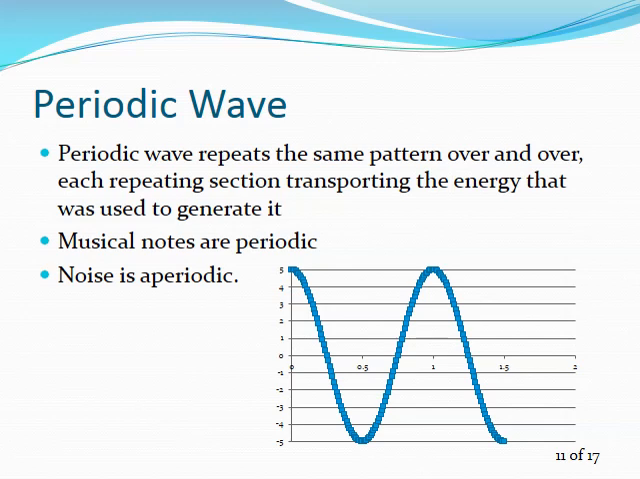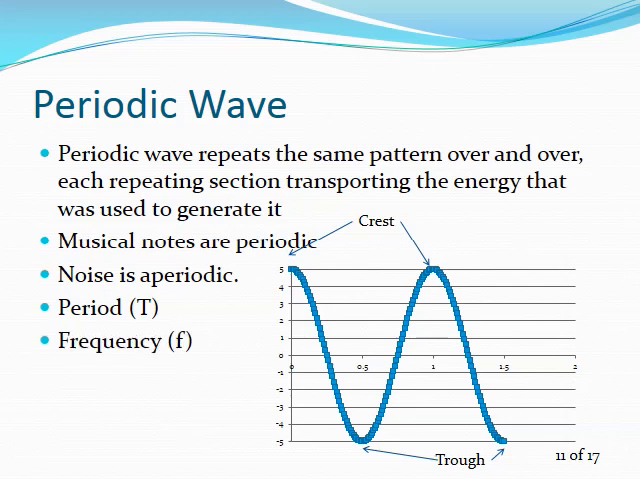So what properties do periodic waves have? Well, they have something called a crest, and that's usually the maximum part of the wave. They have things called troughs, and that's the lowest part of the wave. They also have something called a period, and that's the time for it to travel one complete cycle. There's something called the frequency, and that frequency equals 1 over the period, just like we've talked about before.